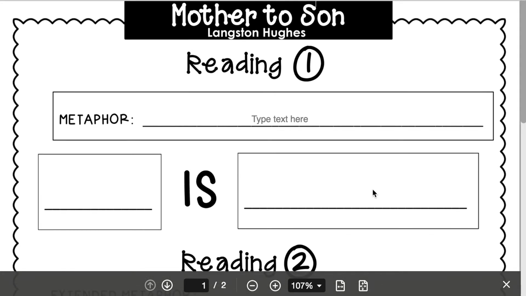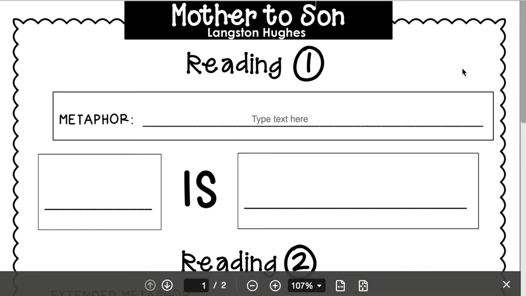Okay, so you just finished either reading or listening to the poem Mother to Son by Langston Hughes. So we're going to analyze this poem, or what I like to say is breaking down the poem. So, breaking it into pieces and really looking closely and deeper at some of the meaning.